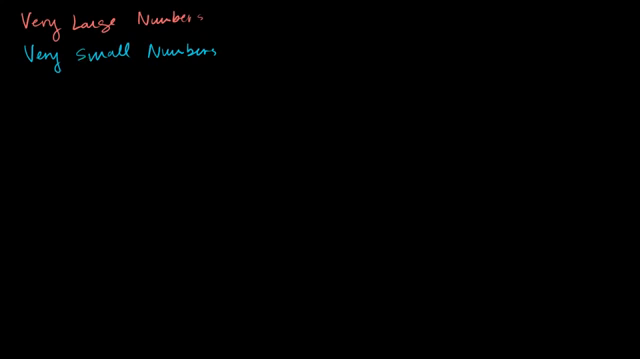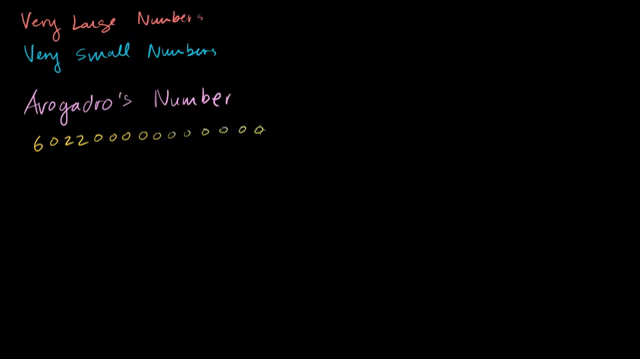And just as an example, let me show you one of the most common numbers you're going to see, especially in chemistry. It's called Avogadro's number. If I were to write it in just the standard way of writing a number, it would literally be written as 6022 and then another 20 zeros. 1, 2, 3, 4, 5, 6, 7, 8, 9, 10, 11, 12, 13, 14, 15, 16, 17, 18, 19, 20.